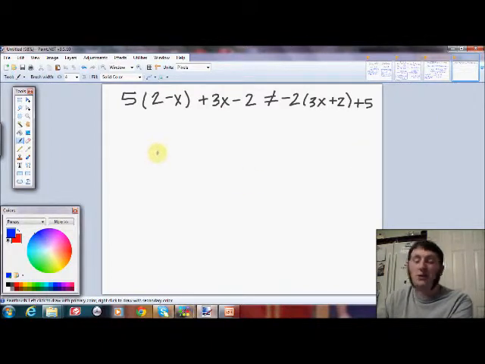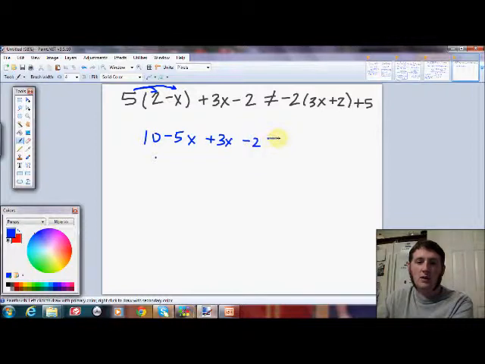Last one, and maybe you haven't done one like this before, but it's the same basic idea. Solve it like that were an equals. Draw a number line graph. So we got two different distributions to do here. 10 minus 5x plus 3x minus 2 is not equal to. Got to carry that not equal to from step to step to step.